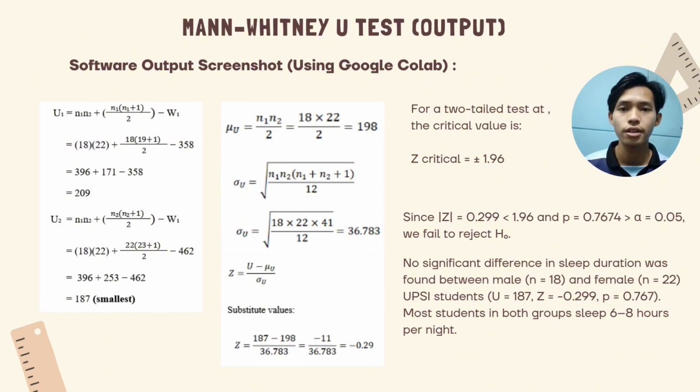Since the test statistic Z value, 0.29, is smaller than the critical value, Z equals 1.96, and the p-value of the test statistic, 0.7674, is larger than the significance value alpha equals 0.05, we decide that we fail to reject the null hypothesis. Hence, we can conclude that there is no significant difference between male and female students' sleeping hours, which is what the majority of students voted for.